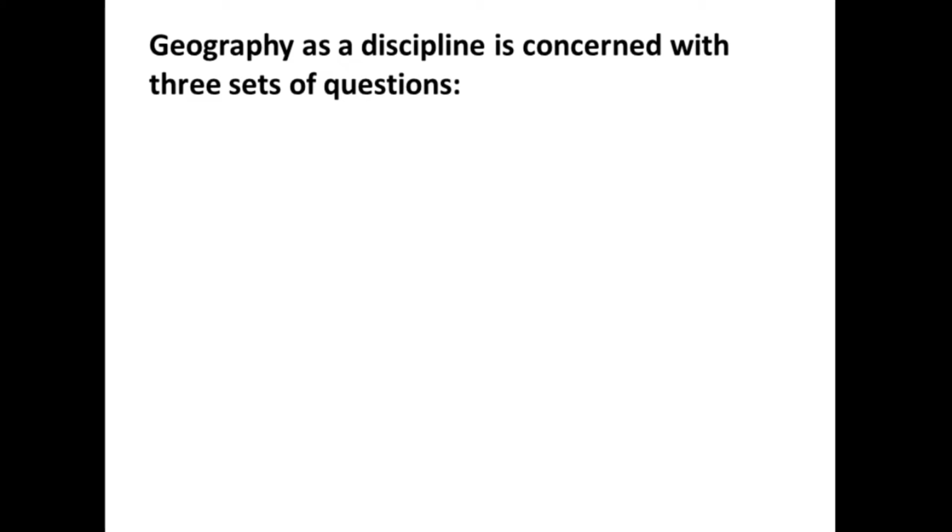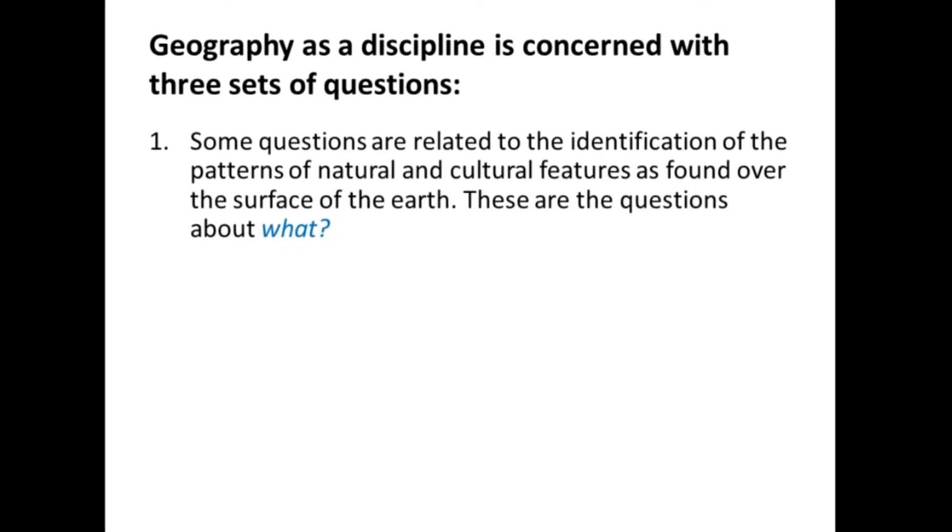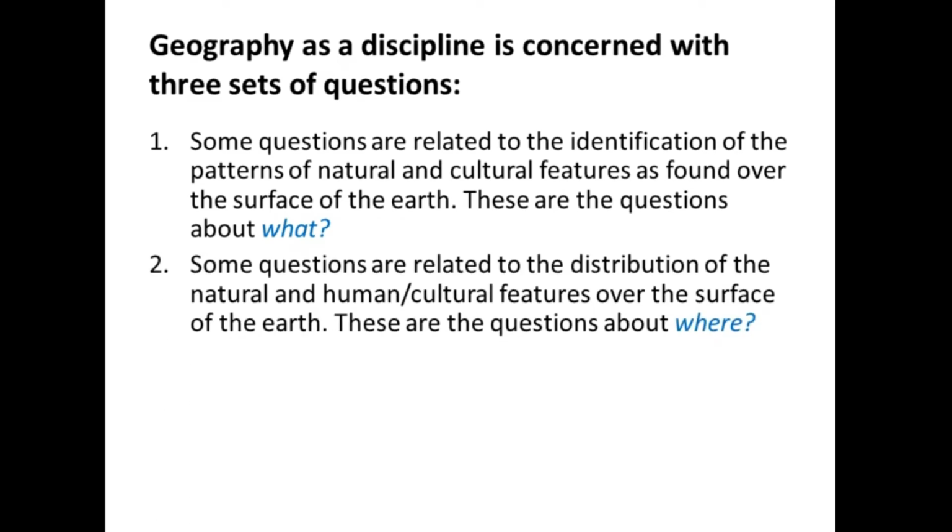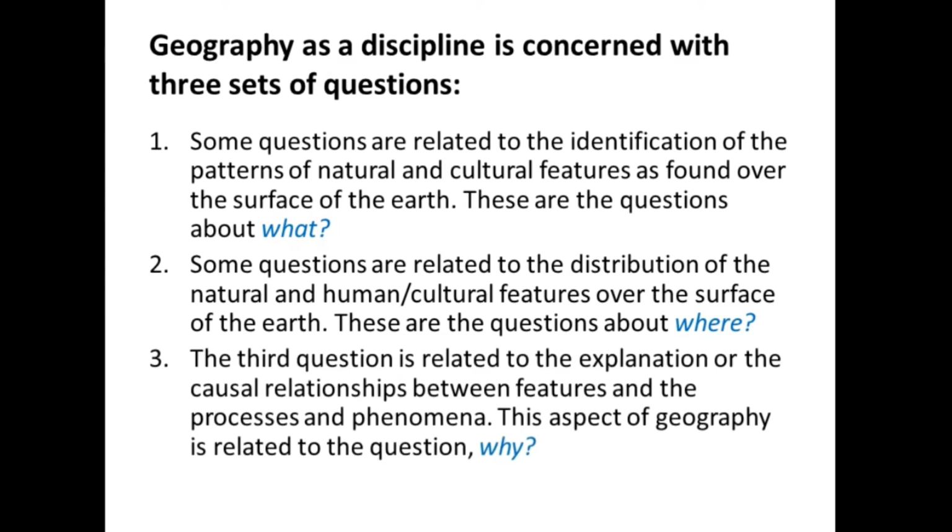Geography as a discipline is concerned with 3 sets of questions. First question is related to the identification of the natural and cultural elements as found over the Earth's surface. This is the question about what. Second question is related to the distribution of the natural and cultural elements over the Earth's surface. This is the question about where. The third question is related to the explanation types, that is why. Finding the relationship between features, processes and phenomena.